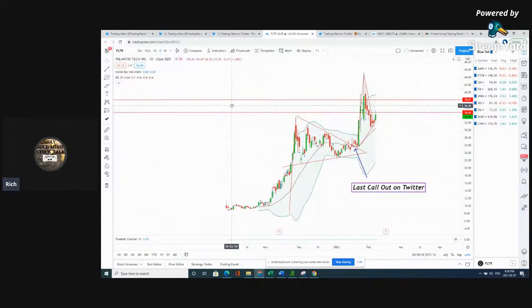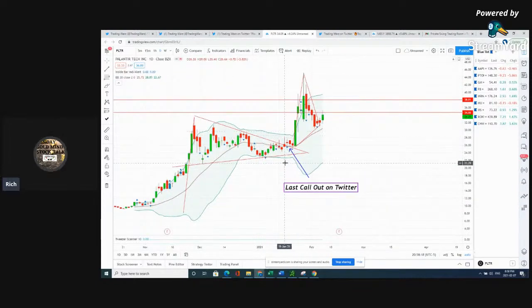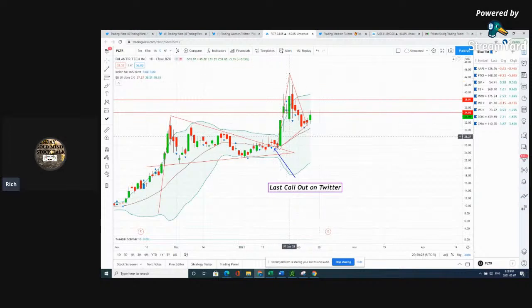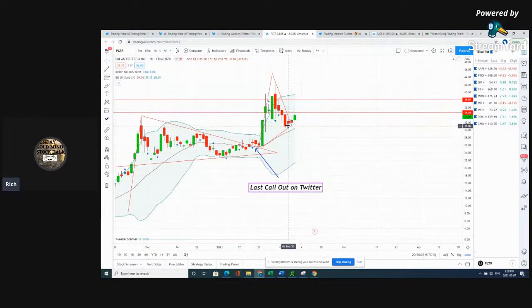And PLTR, I've been looking at this for a long time, because my initial call out on Twitter was when we were at like $25, because I saw we had this flag and we had this inside bar. So that was the initial call. Then we exploded, and now we're doing the exact same thing. Now we're flagging again. So definitely, I tried to get long that day. I had the right idea, but I got stopped out, and there's nothing I could do about that.